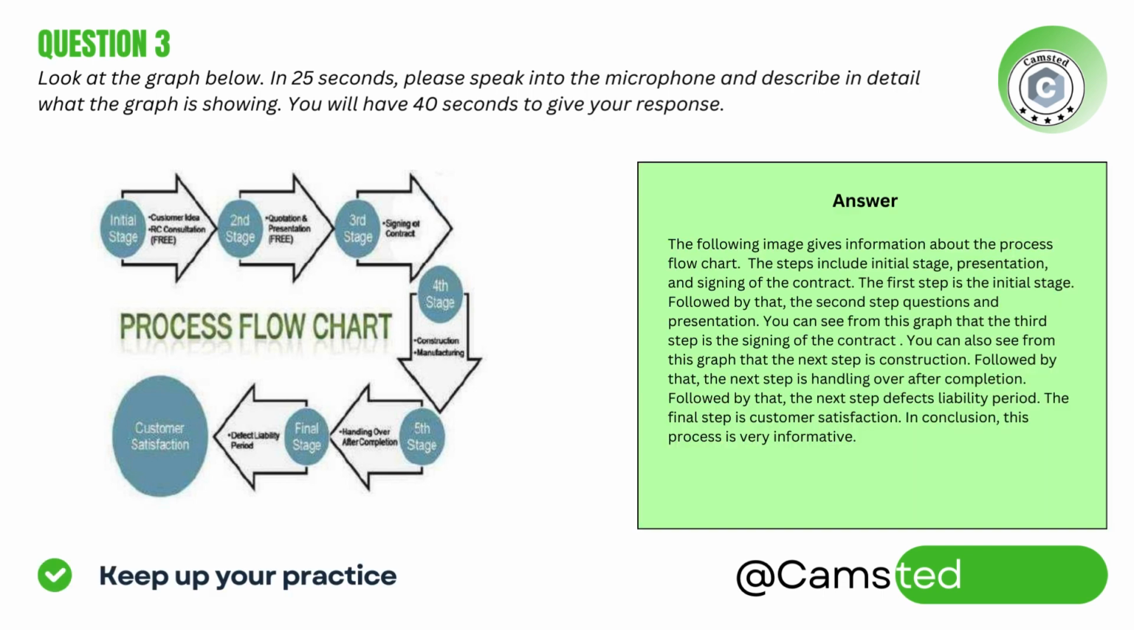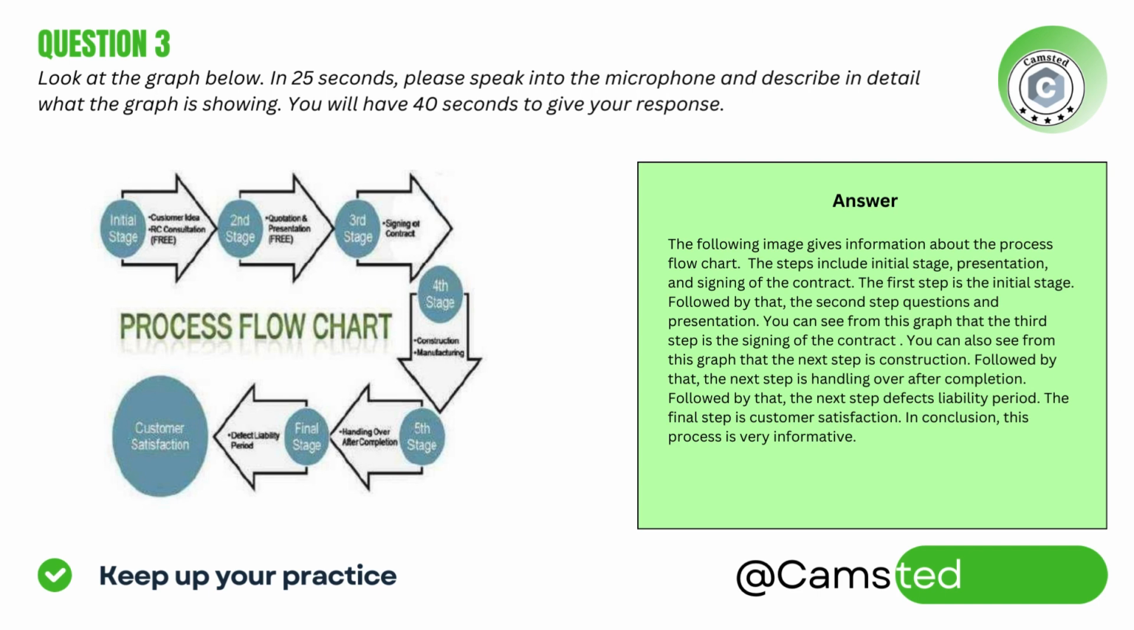The following image gives information about the process flow chart. The steps include initial stage, presentation, and signing of the contract. The first step is the initial stage. Followed by that, the second step, questions and presentation. You can see from this graph that the third step is the signing of the contract.